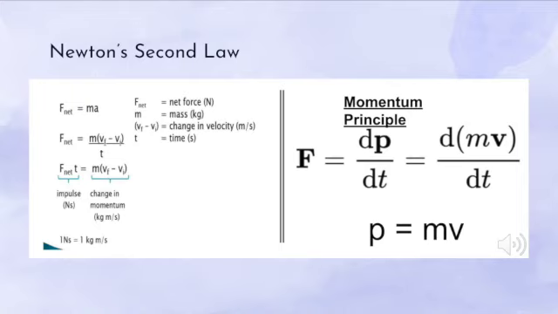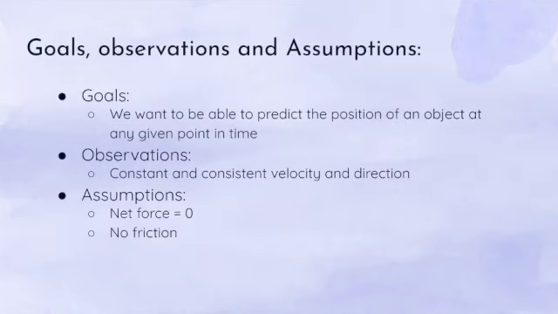In this experiment, we want to display that there will be no acceleration for the ball if the net force is equal to 0, and the ball will move at the same distance per second for the entire duration of the trial. The goal of this experiment is to be able to predict the position of the ball at any given point in time, because the velocity will be constant and direction will not change.